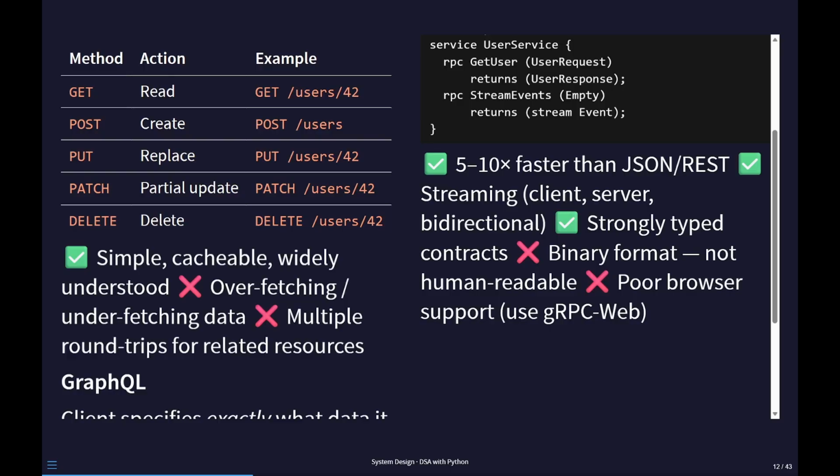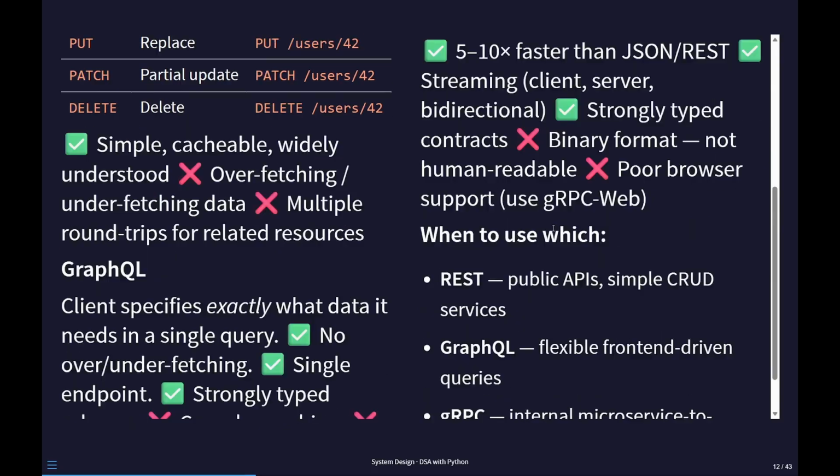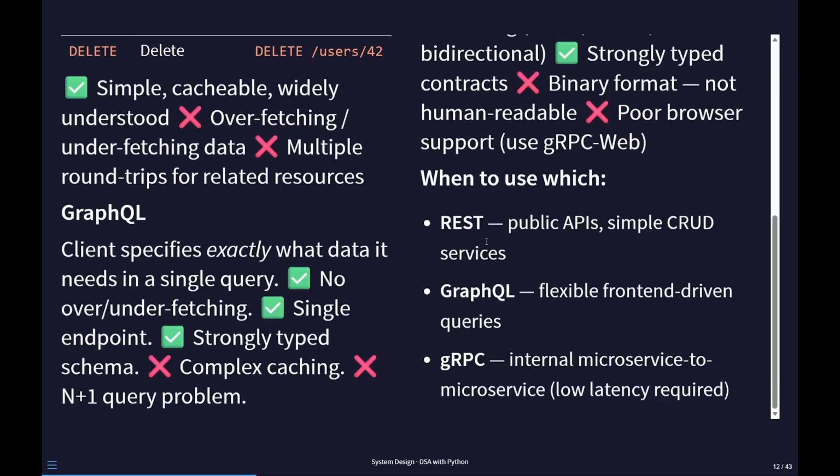It supports bidirectional streaming natively, and strongly typed contracts mean you catch mismatches at compile time, not in production. The downsides: proto files are binary, and not human-readable. Browser support is limited without a gRPC-web proxy. Click the Practical Selection Guide.